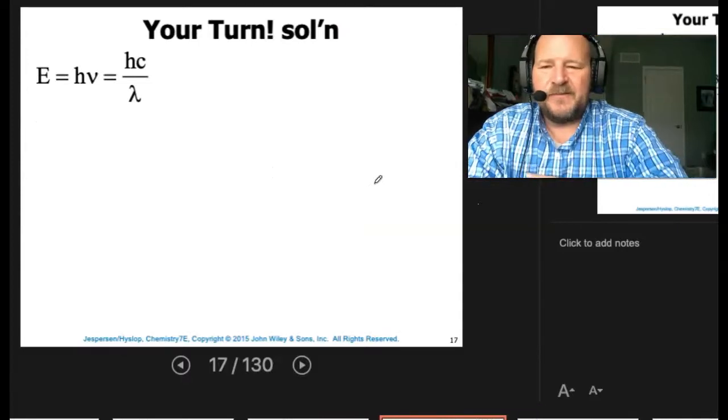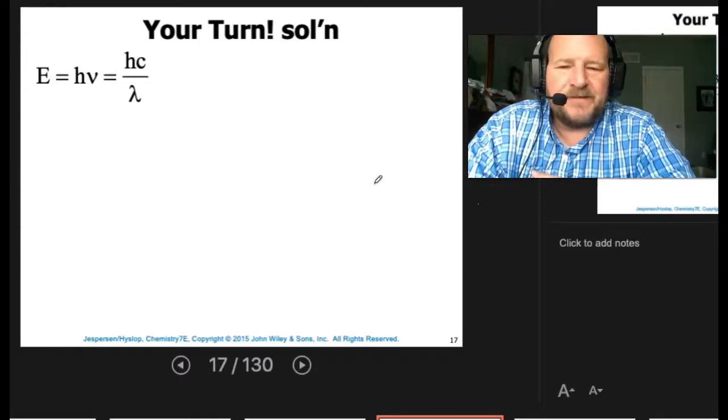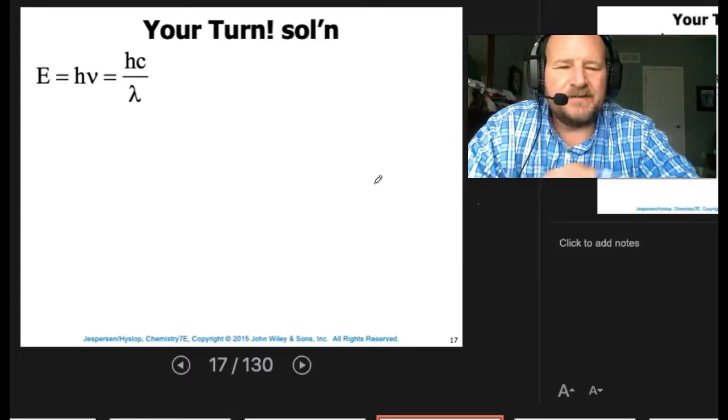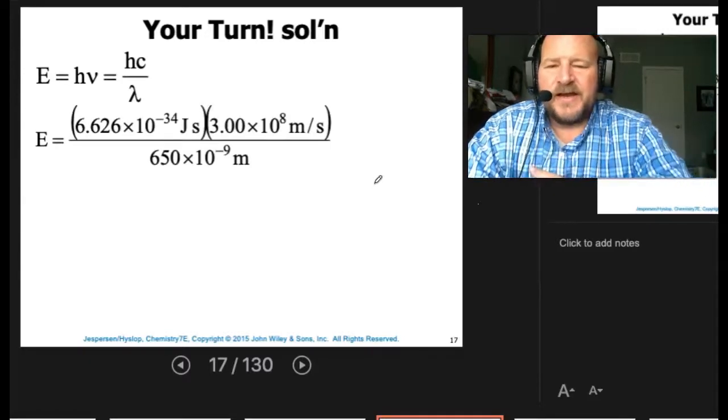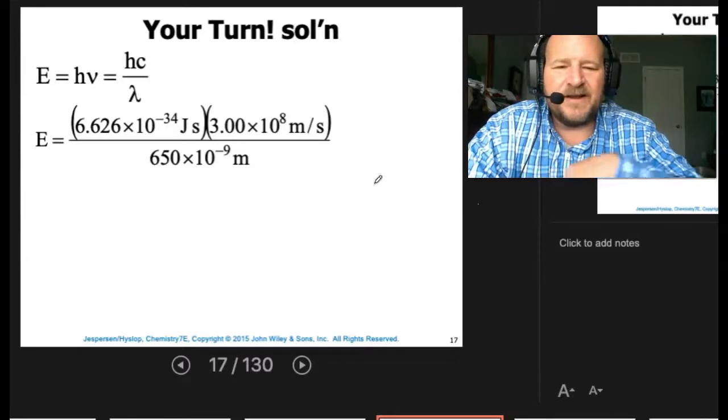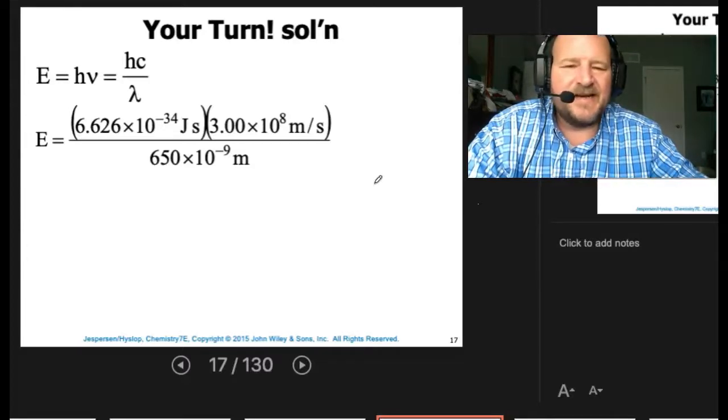So the first thing we had was E equals h nu, but we were given a wavelength. So we converted that and used hc over lambda. h, of course, is Planck's constant. c is the speed of light. We'll multiply those two together. Then we can divide by our wavelength that they gave us as 650 nanometers. That's 10 to the negative 9.